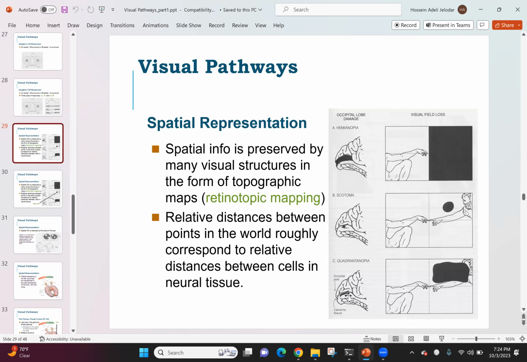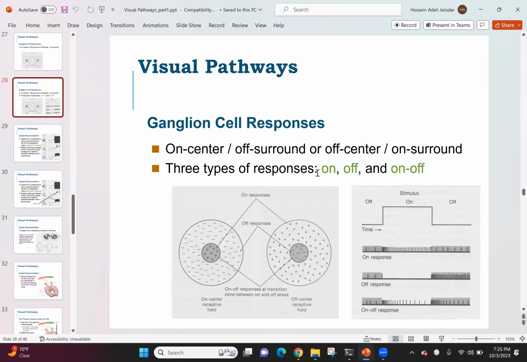You all clear with what retinotopic mapping is? That the spatial information is preserved in a form of topographic maps. In this case, it is a retinotopic map. We call it retinotopic. Why? Because, well, when I say two things are close to each other in the visual field, it is guaranteed that they're going to be close to each other in my retina. It's guaranteed, right?